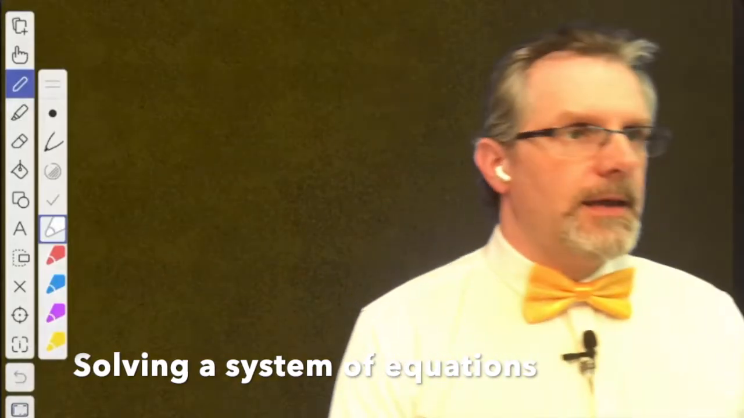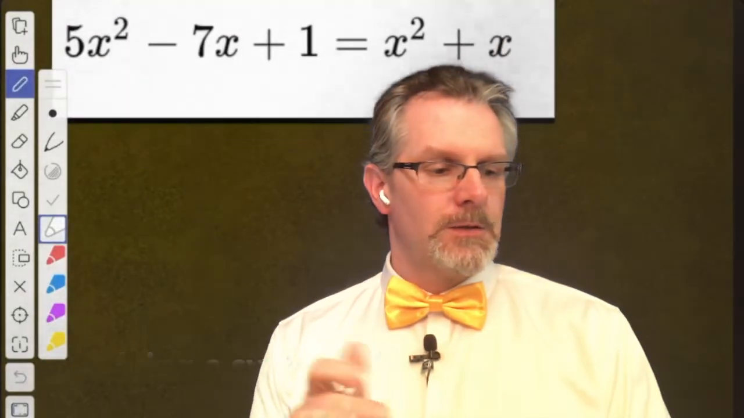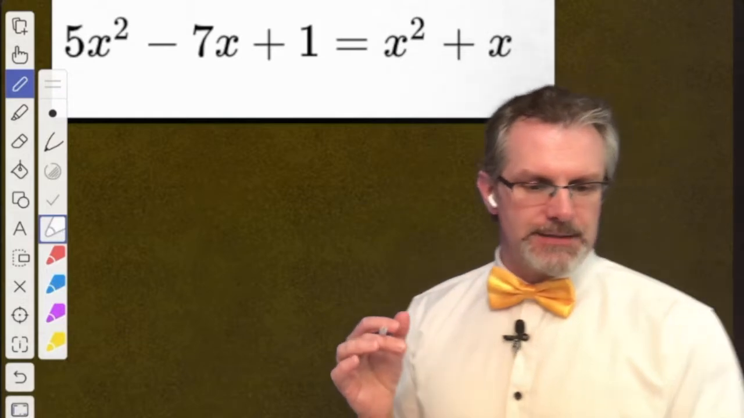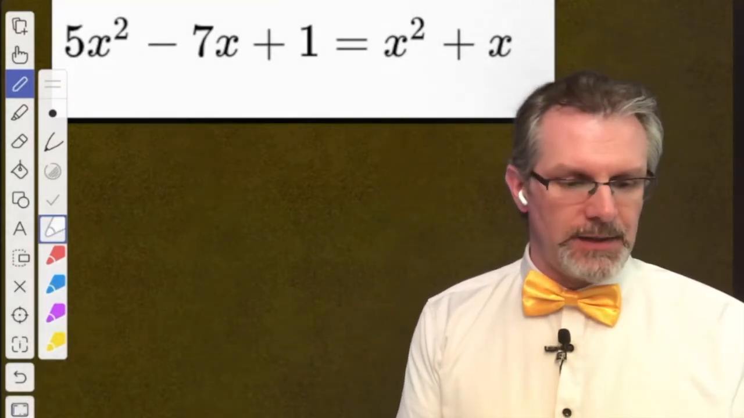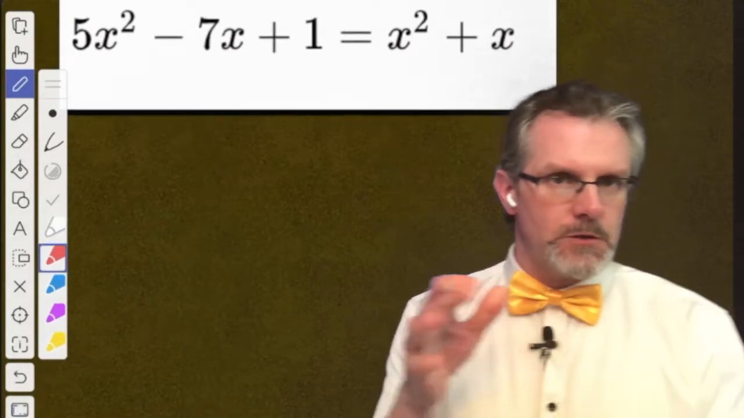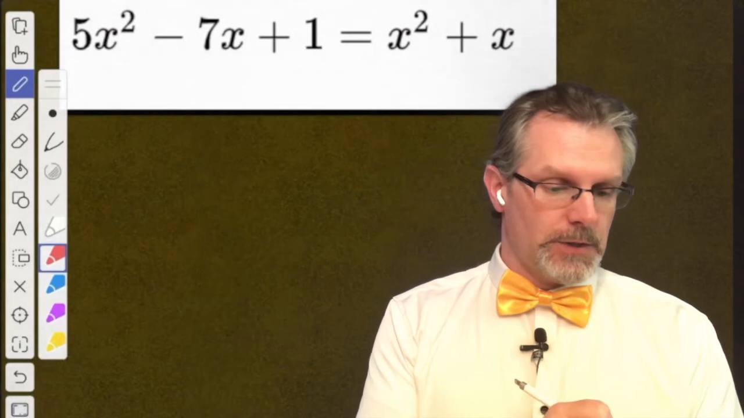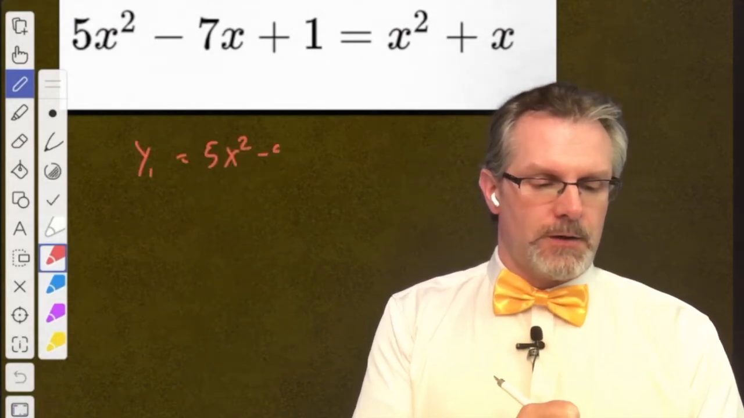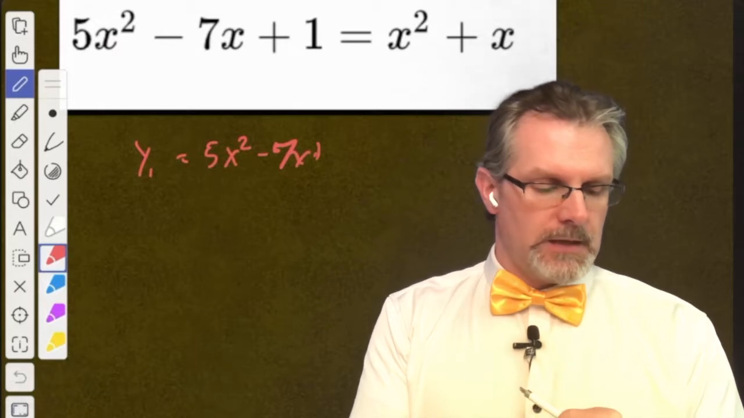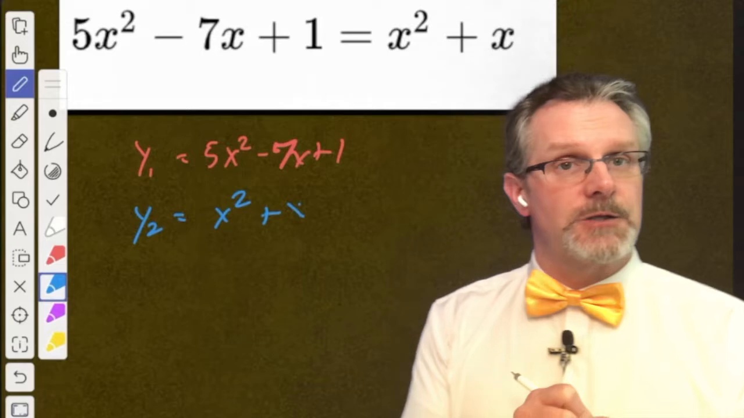Ladies and gentlemen, we're going to go ahead and get rolling with today's warm-up problem. So our 5x squared minus 7x plus 1 equals x squared plus x. Similar to what we were working with before where we had two different expressions, right? We could say that y1 equals 5x squared minus 7x plus 1, and y2 is equal to x squared plus x.